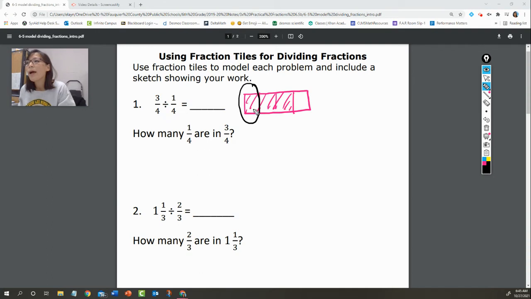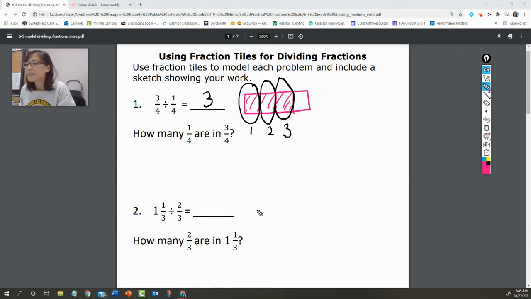But I want to know how many of these groups can fit into the shaded area. So I also have more that I can circle. So I'm going to circle the second one, and I'm going to circle the third one. My answer ends up being how many groups can I fit in there? And so my answer to this problem is 3.